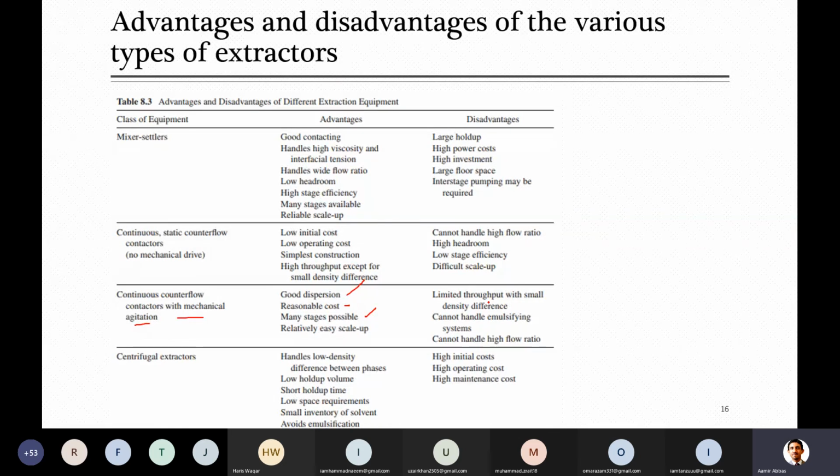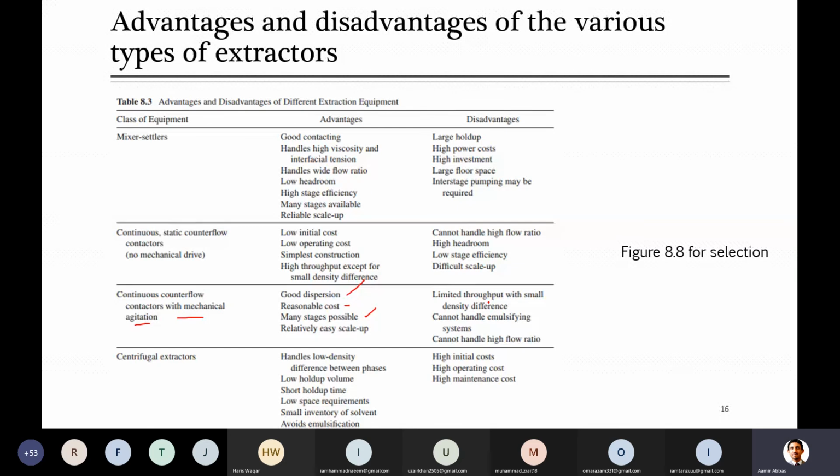They cannot handle emulsifying systems, and the reason is that when an emulsion is formed, separation becomes difficult. High flow rates also cannot be handled with these, because you will need more power for rotating, and it will be more costly. So each of these has some advantages and disadvantages.